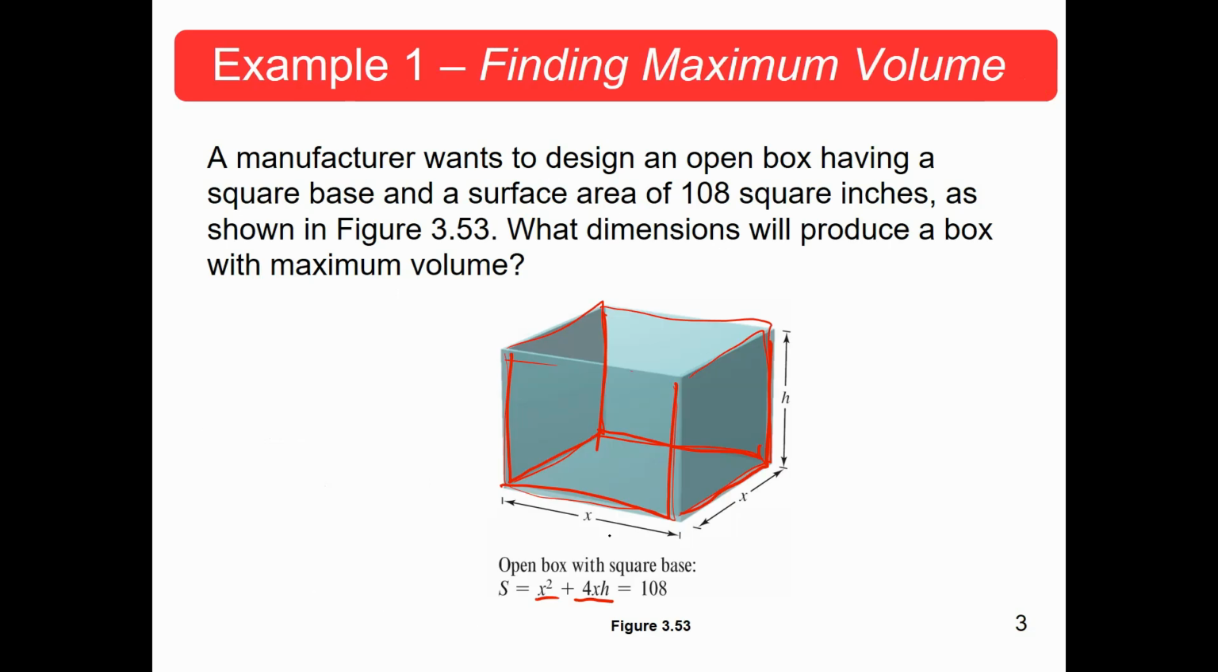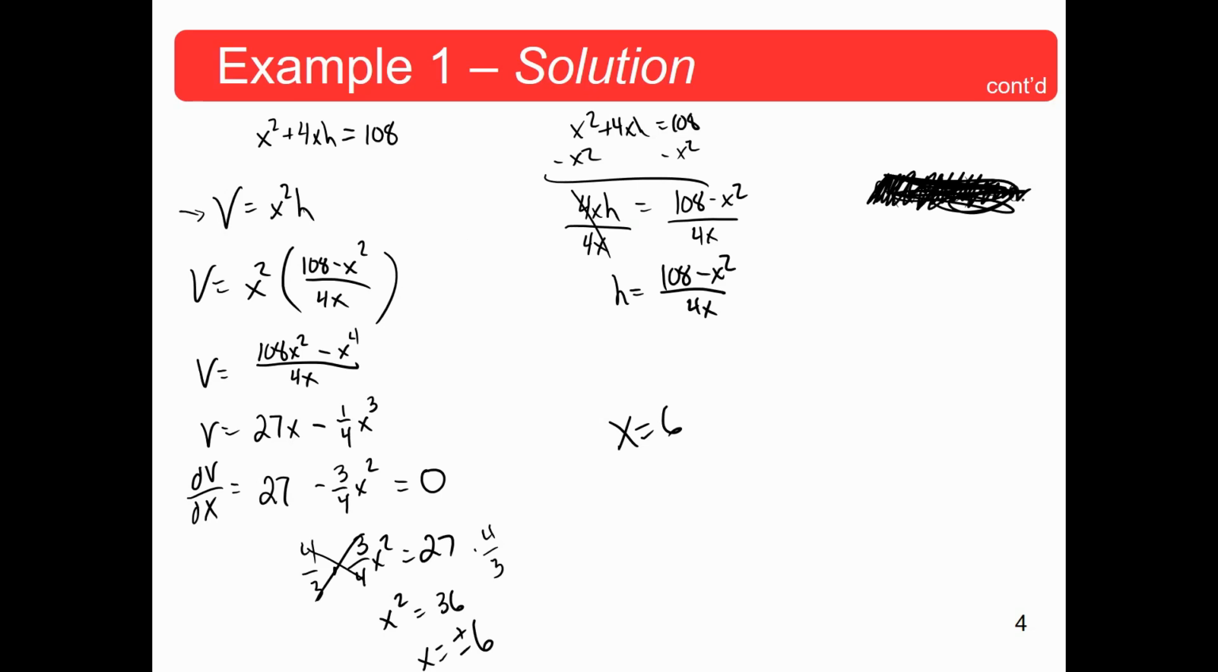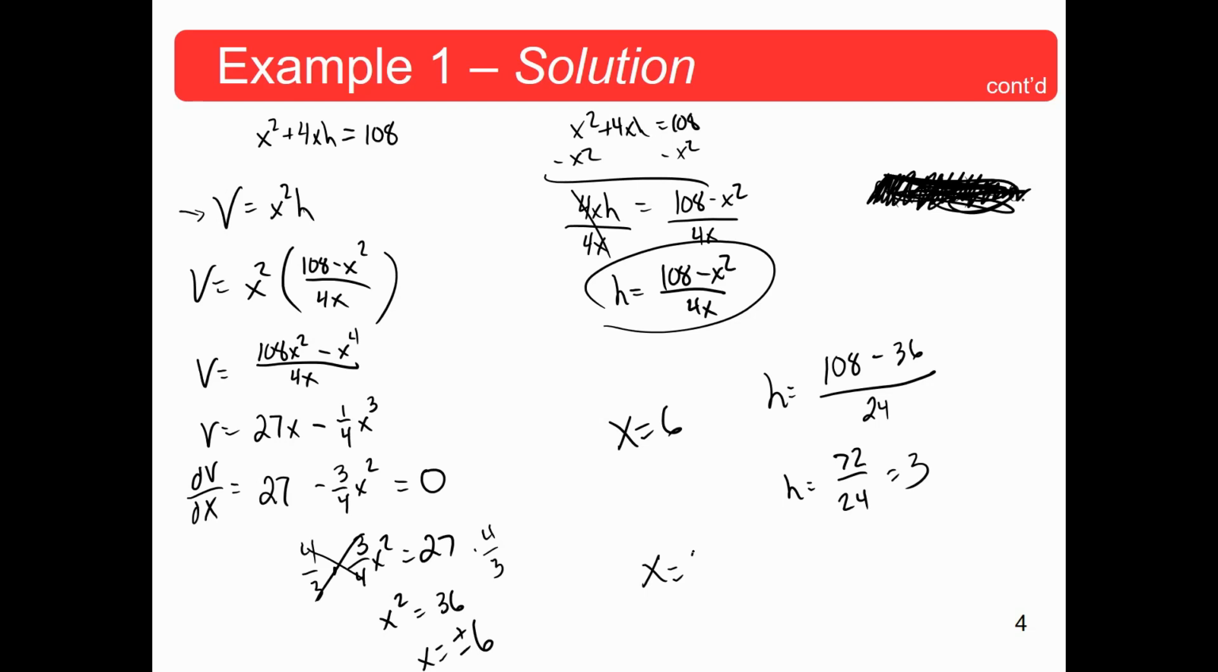Now the problem asks for the dimension. So that gives me x. I need to know what h is. Well, I have a formula for h, right? So h equals 108 minus 36 over 24. So 108 minus 36 is 72. 72 divided by 24 is 3. So x equals 6, h equals 3. That will maximize the volume of the box.